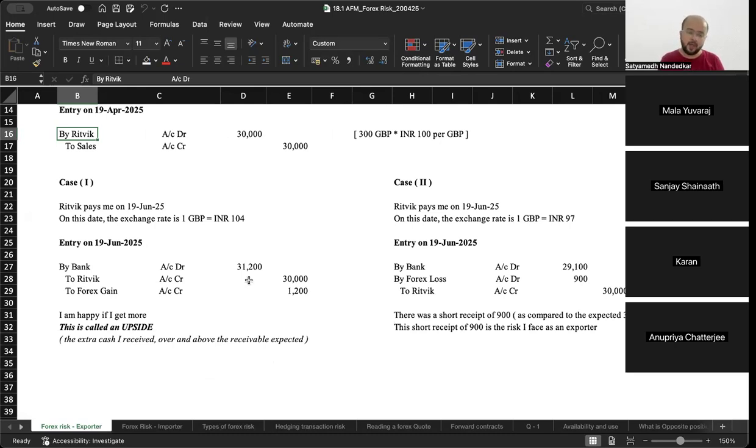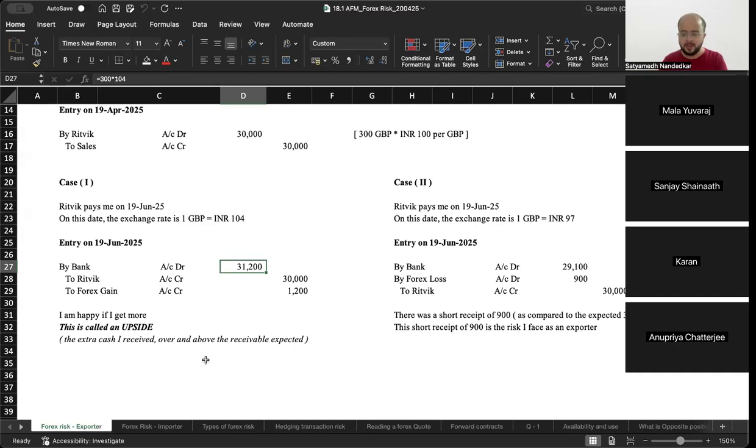So on that date, when I record the entry, he remits 300 pounds from UK. But when the money hits my account, it is 300 into 104, that is 31,200. Now I had recorded a receivable worth 30,000, but I ended up getting 31,200. So that 1,200 is my foreign exchange gain.